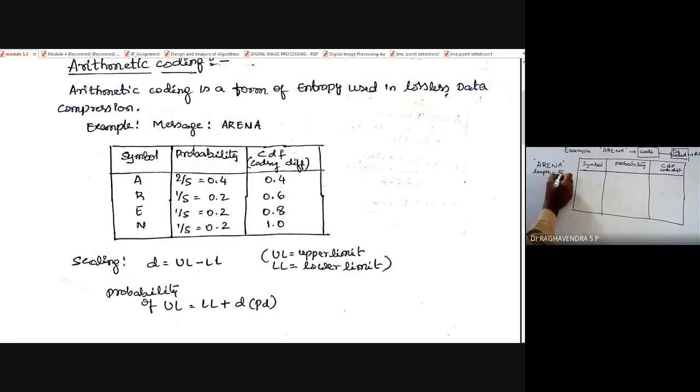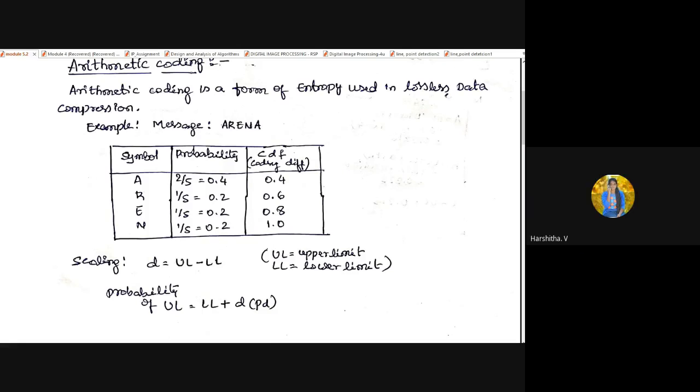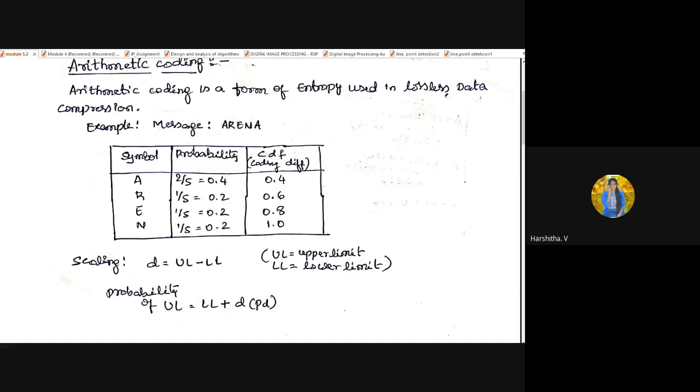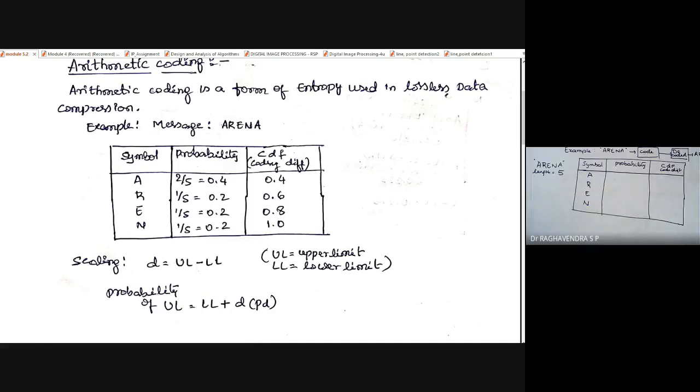5 characters. Now you write the symbols one by one. We have the character A, next R, next E, next N. Only 4 distinct characters, because A is repeated. The same character is repeated, so we consider the character only once.